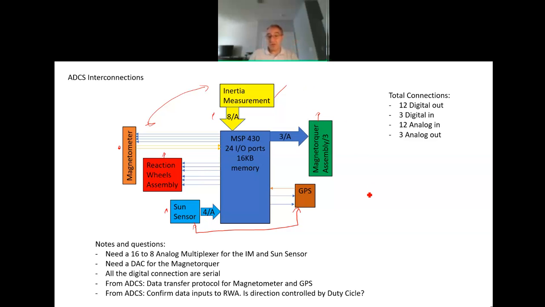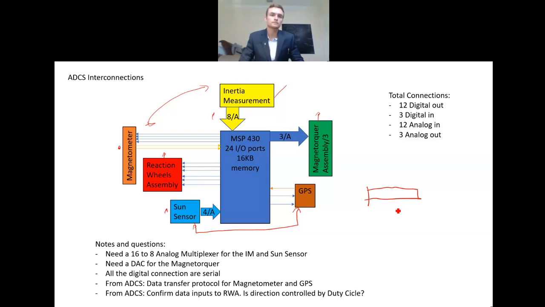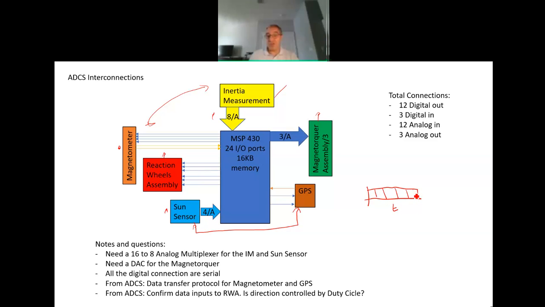So let me just write something here. We will have a section of time, and with that section, we will define how many pulses are going to be in it. And based on that many pulses, the electronics in the assembly will define how fast it has to run, all right?